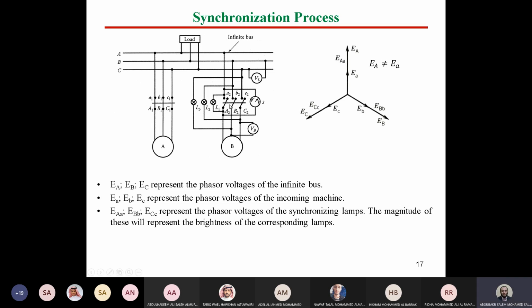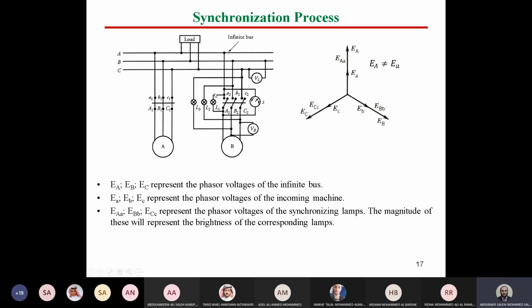And this cannot happen if one of the conditions is not fulfilled. If one of the conditions is not fulfilled, we cannot find the lamps off. So if the lamps are completely off, this means the 3 poles of the switch have 0 voltage difference, which means the 2 waveforms for the 3 phases are identical. And in this case, we can connect this switch on. Actually, it's not that easy, because we have to fulfill the 4 conditions, but we can do it in the laboratory. If the lamps are completely off, we will connect the switch.